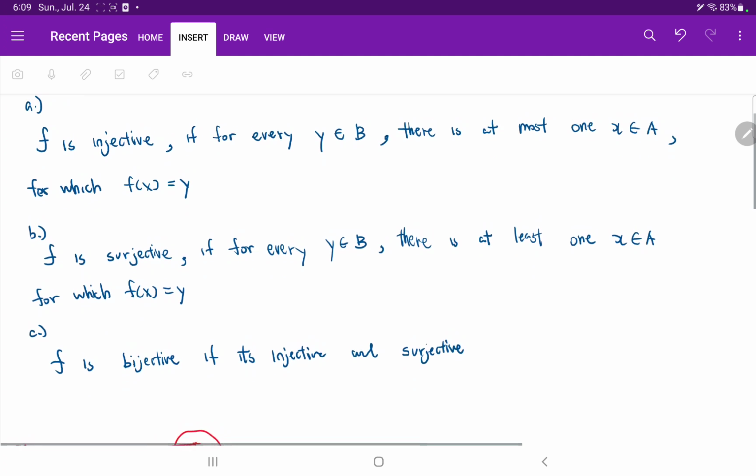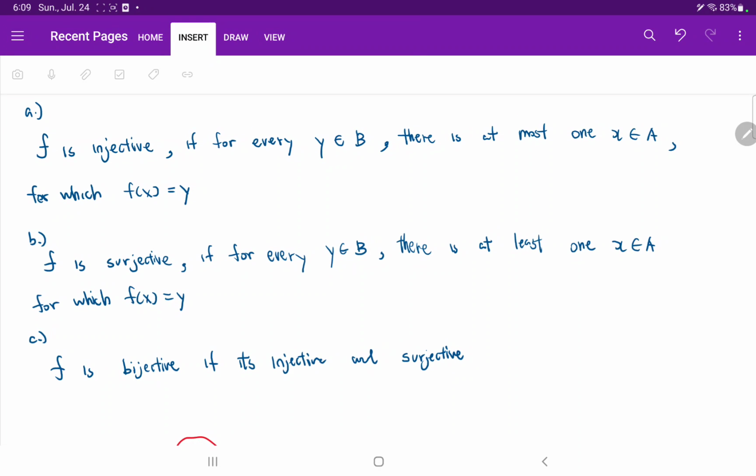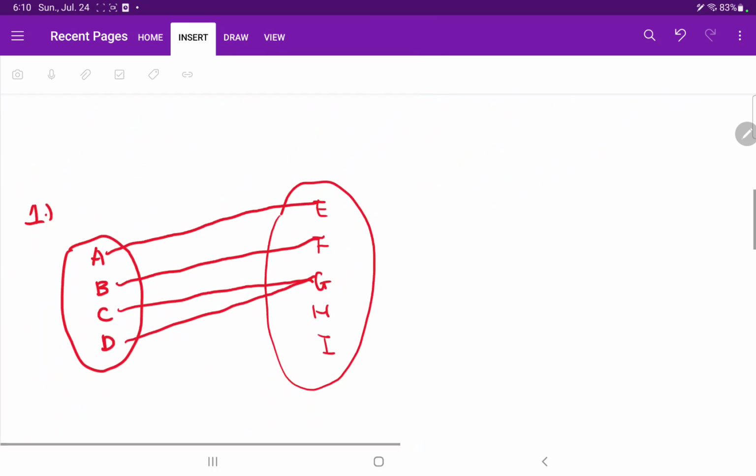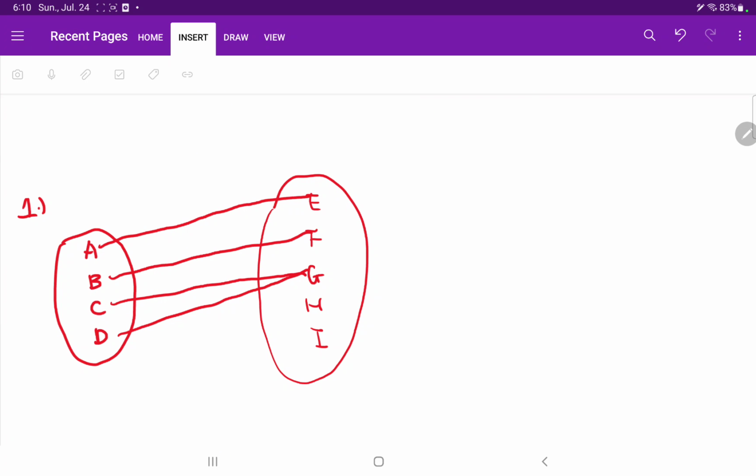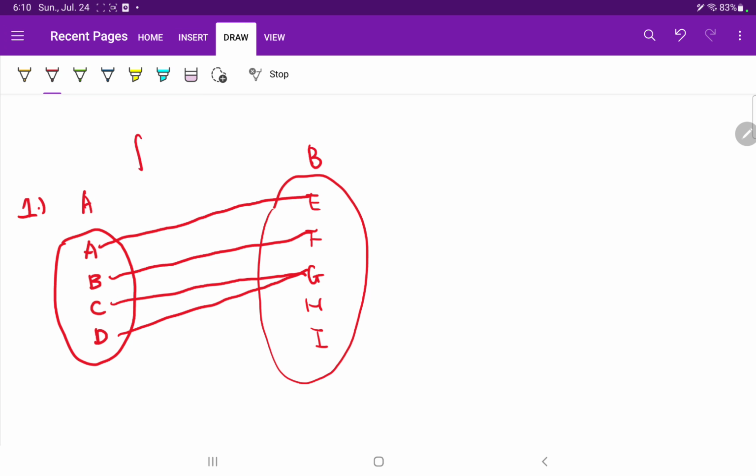Okay, so a bijective function is a function that is injective and surjective at the same time, so it satisfies two definitions. So let's take a look at an example that I drew right here. As you can see, we have domain A, domain B, and there's a function f with domain A and codomain B, right? So can you tell if this is injective or surjective?